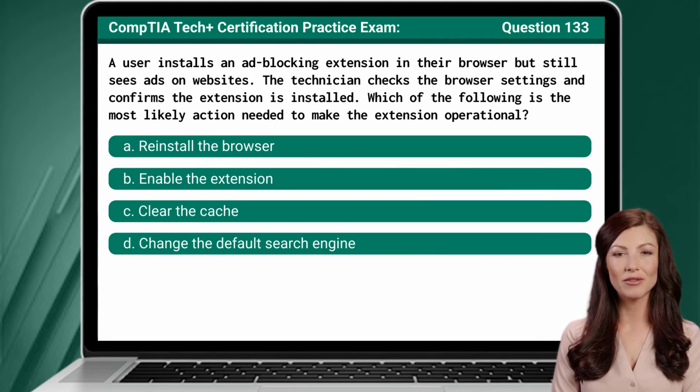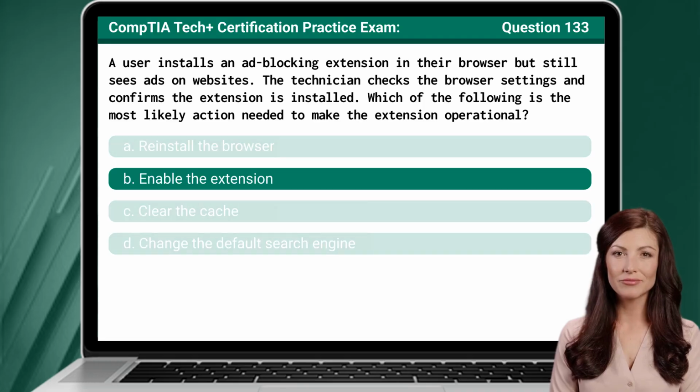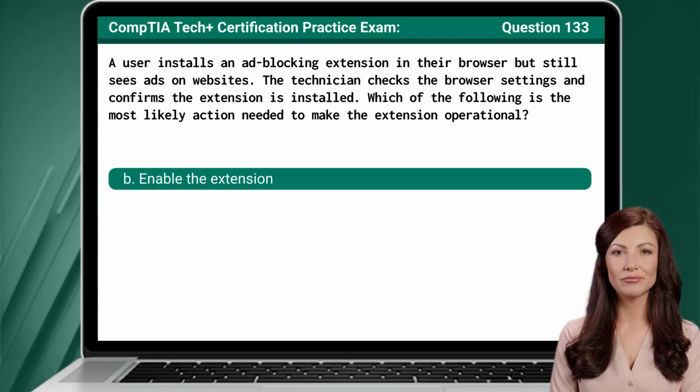Question 133. A user installs an ad blocking extension in their browser but still sees ads on websites. The technician checks the browser settings and confirms the extension is installed. Which of the following is the most likely action needed to make the extension operational? The answer is B. Enable the extension.